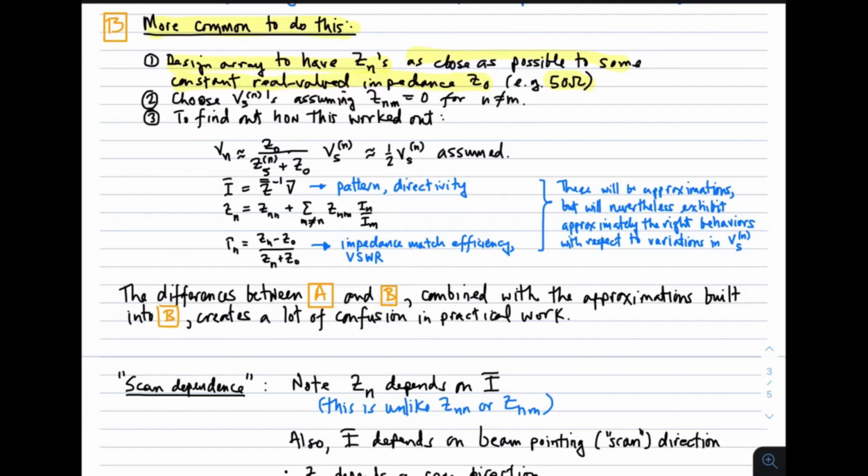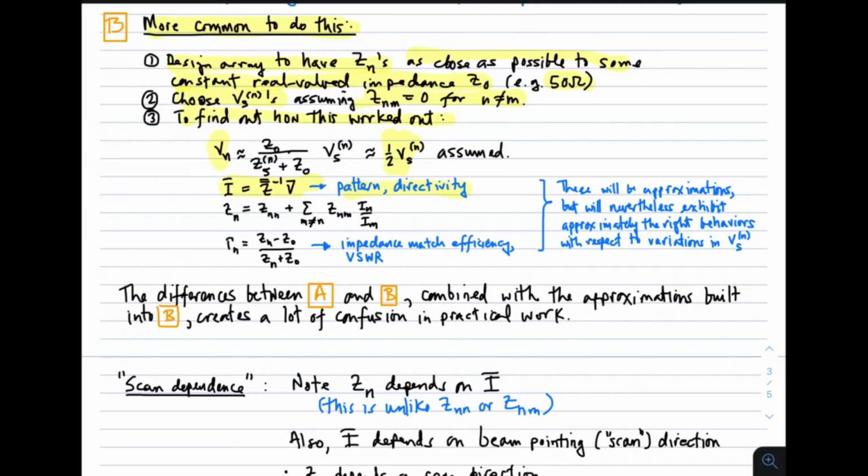Right? And then once you have that condition, or you're sufficiently close to that over the range of conditions that you plan to operate the array, then you can choose the source voltages, assuming that there's no mutual coupling. Right? Now this is clearly wrong, but you could start off by doing that and then see how it worked out. Right? So you could see what happens when you make that choice. You find first that the applied voltages are just 1/2 the source voltages for the reasons I just explained. You can now apply the mutual coupling, which would give you the pattern directivity.